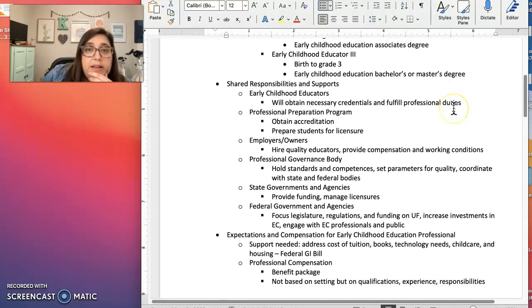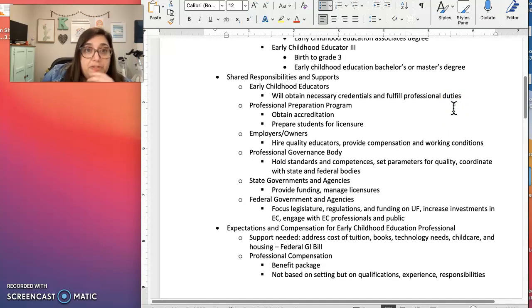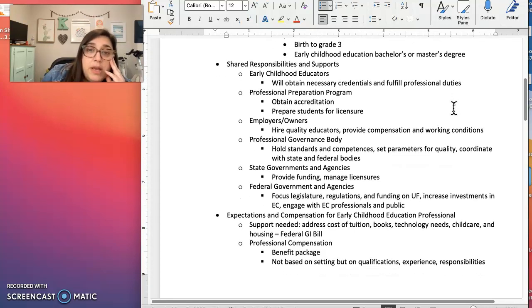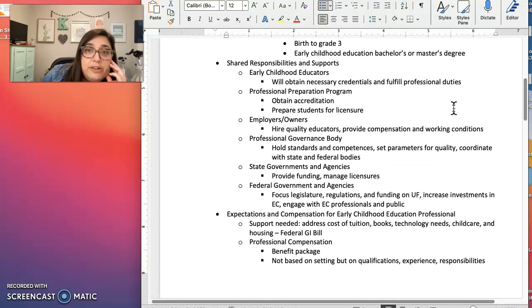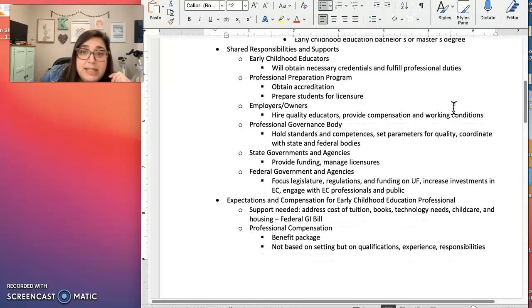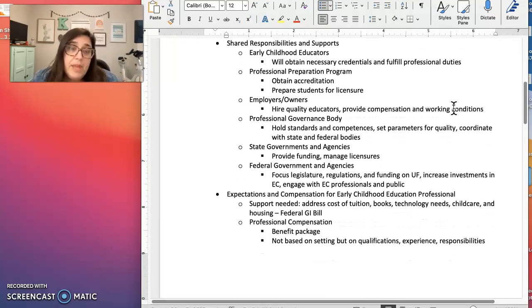Another area that the Unified Framework focuses on is the shared responsibilities and the supports of the different stakeholders. So you have the early childhood educators, the professional preparation program, you have the employees and employers and the owners, the professional governance body, the state governments, and the federal government. And the Unifying Framework lays out what each of these stakeholders are responsible for.